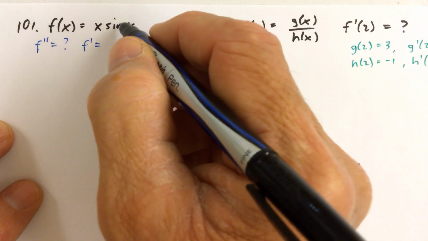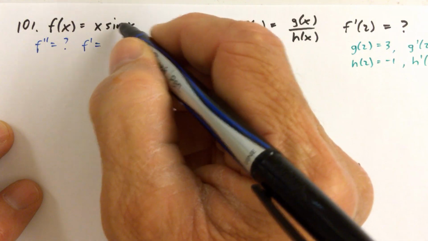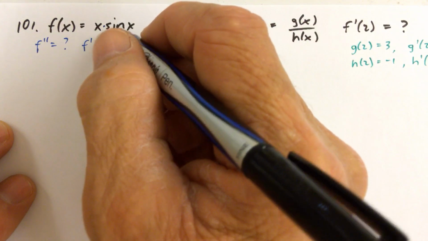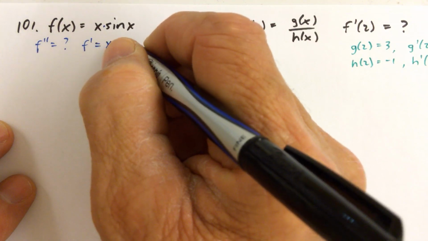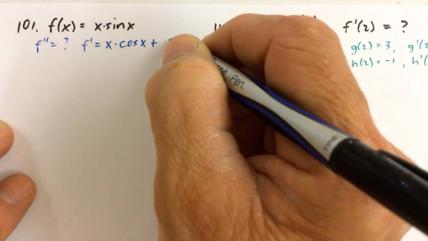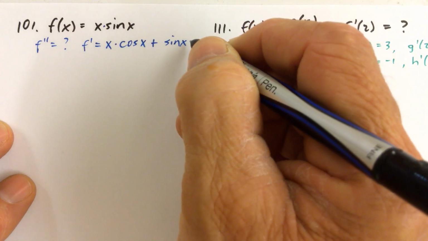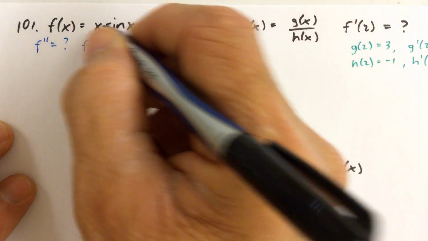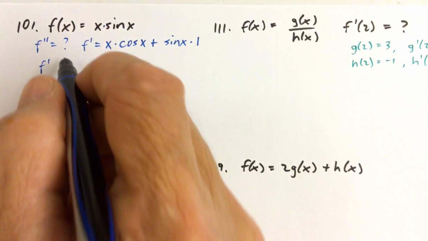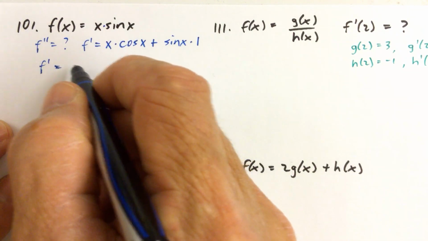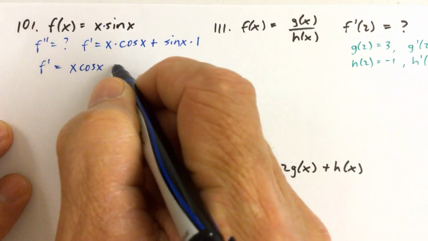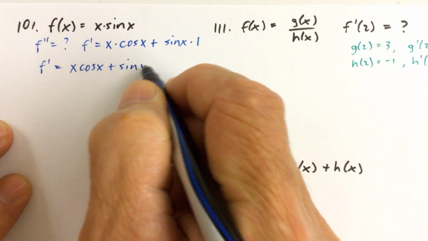The function is the product of two different functions, x and sine of x, so we have to use the product rule. F prime of x is equal to the first times the derivative of the second. The derivative of sine is cosine, plus the second, sine of x, multiplied by the derivative of the first, and the first being x, the derivative of x is 1. So f prime, let's write it over here so we have a little bit more room and clean it up a little bit. So f prime of x is equal to x cosine x plus the sine of x.